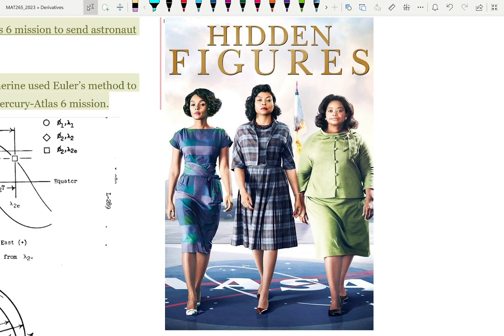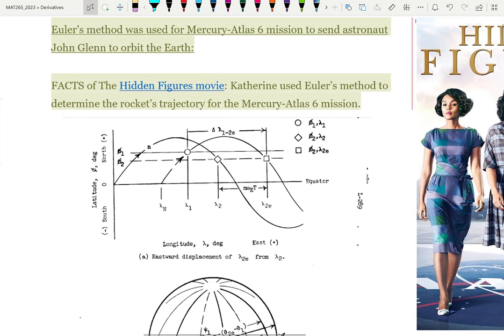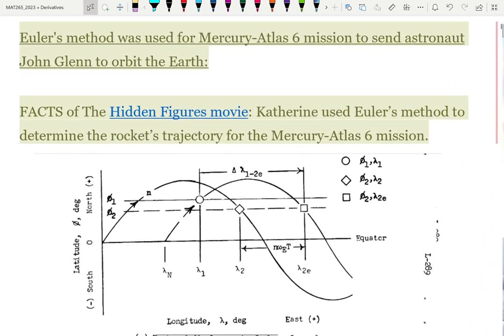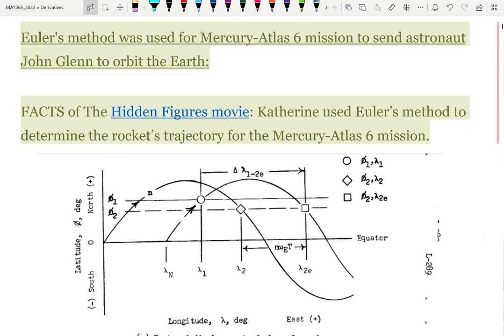It's real, it's a historical event and so on. But if you search Wikipedia about all the events that happened in Hidden Figures, Katherine used Euler's method in the movie, and it's true, she did in real life, to determine the rocket's trajectory for the Mercury Atlas 6 mission.